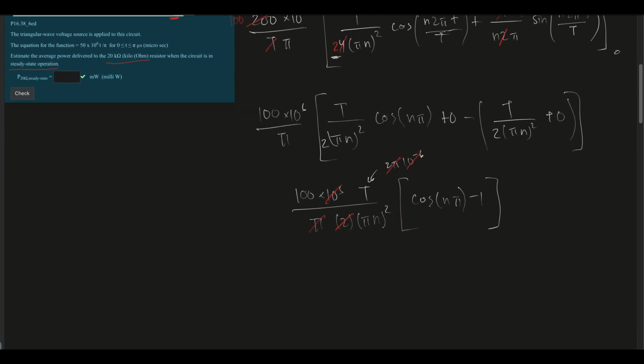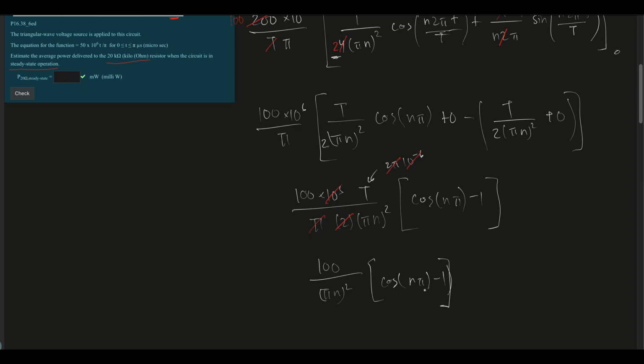Now, we can go even a little further with this, right? So let's just write this out right here. We have 100 over pi n squared, and then we have our cosine n pi minus 1. And if we plug in an even number for n, like 2, 4, 6, 8, something like that, we're going to get cosine of an even number times pi. This is going to yield us a 1. That means we'll have a 1 minus 1.